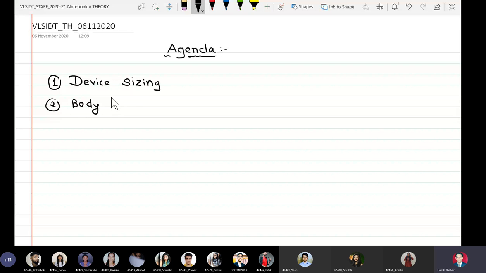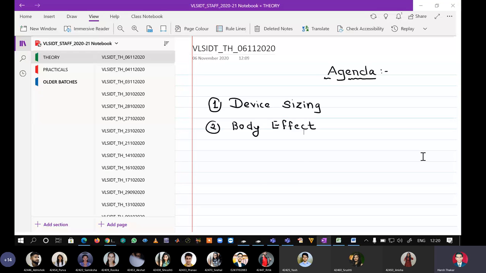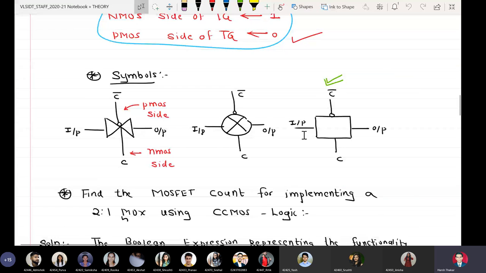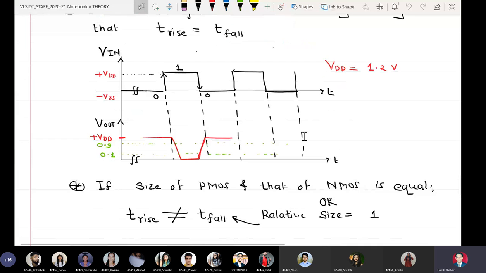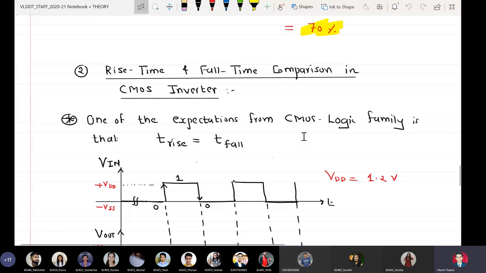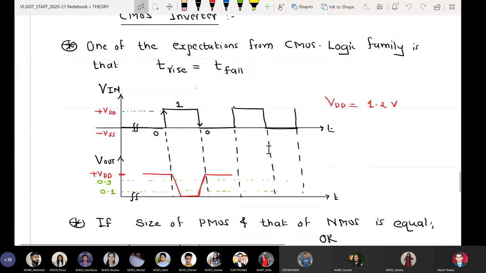Today we are going to discuss two important topics, that is device sizing and body effect. If you remember, in the previous lecture our discussion ended with a point. We are told that one of the expectations from the CMOS logic family is that it should give output rise time equal to fall time, right?